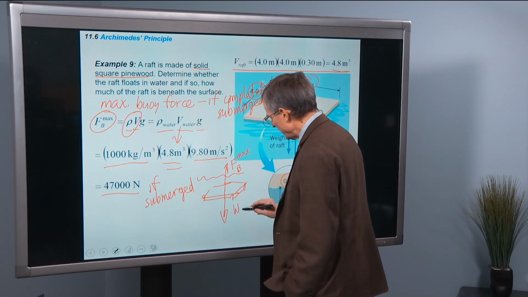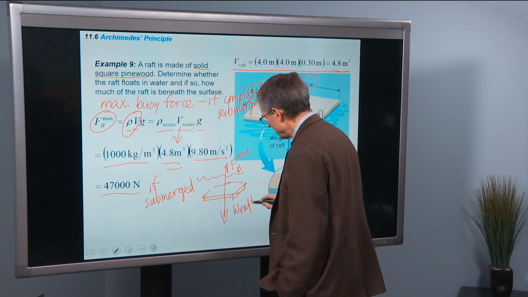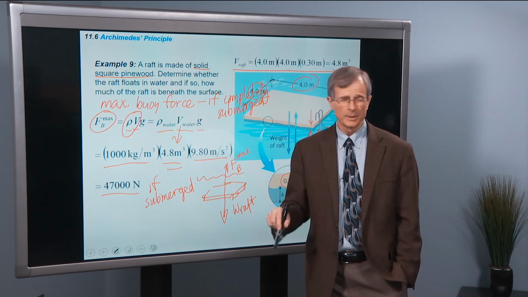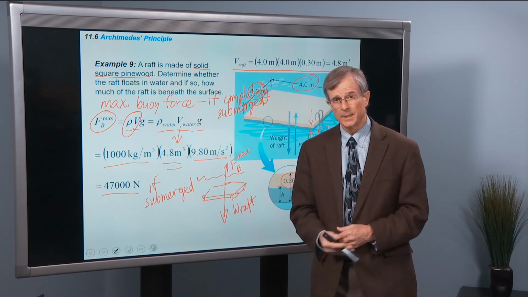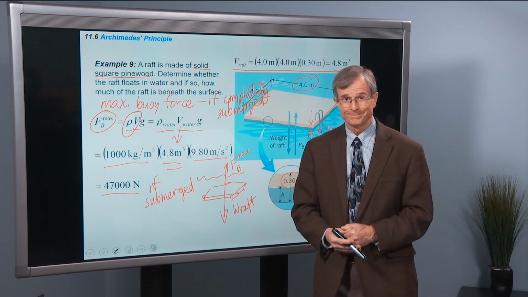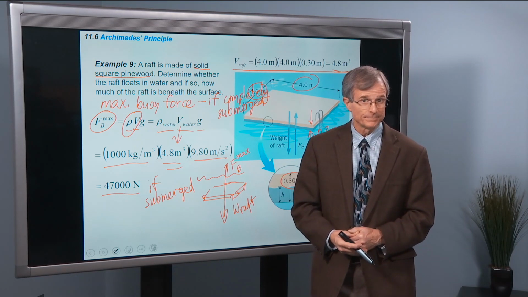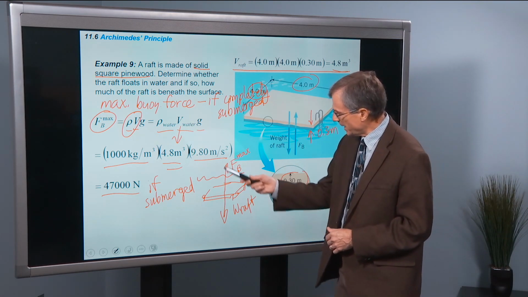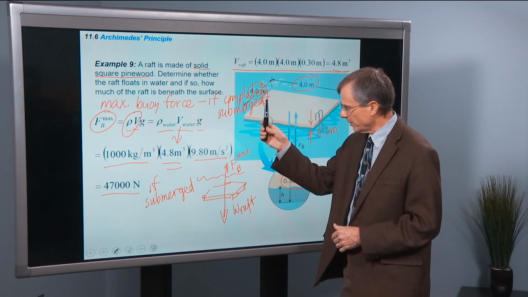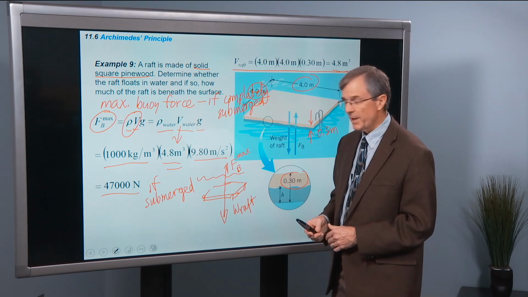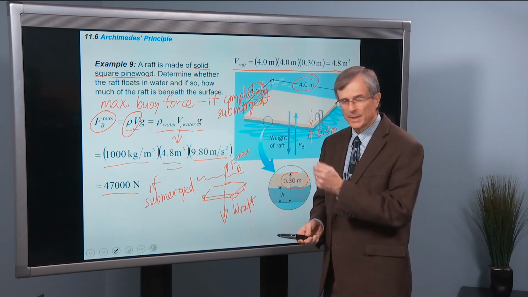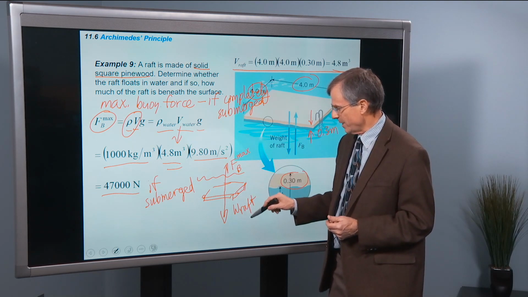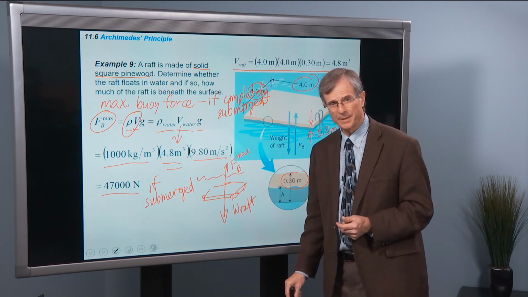The weight of the raft, and you say, well, hang on, gravity doesn't act when the raft is underwater. And I say, wrong. Gravity does act. It pulls it down. And if that maximum buoyant force is greater than the weight of the raft, it will float. If the buoyant force is less than the weight of the raft, then the raft will sink.